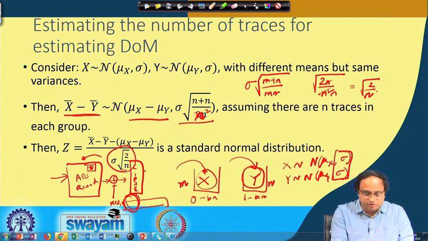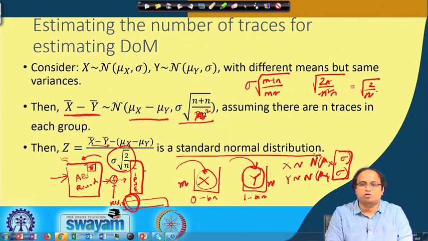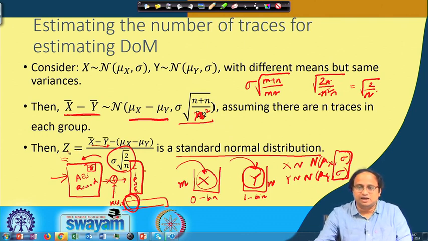Now if I make a transformation, that is I take x bar minus y bar and subtract out the mean of this distribution, which is mu x minus mu y, and divide by sigma square root of 2 by n, which is the standard deviation of this distribution, then as expected, like what we discussed before, we get a standard normal distribution. So, now we will play around with this z and again develop the confidence intervals for mu x minus mu y, because that is what we want to estimate.